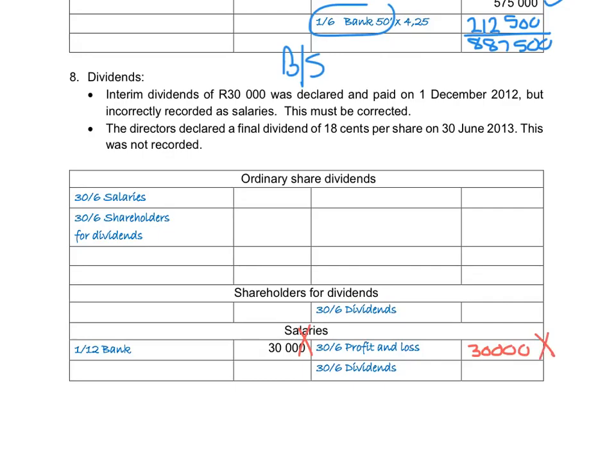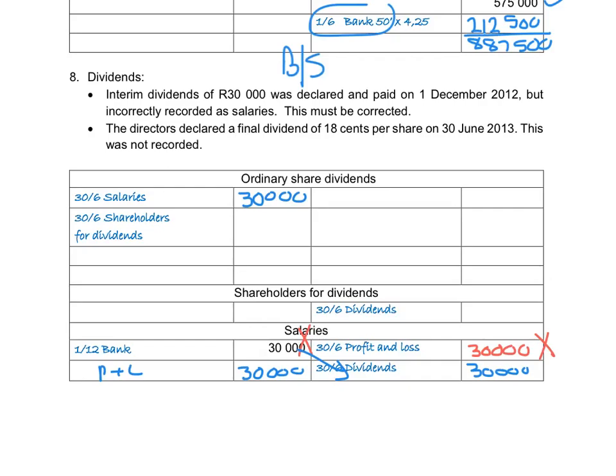So that means I reduced my profit and loss account with 30,000, and that is also not correct. So if I want to correct this mistake, I must credit the salaries account with the 30,000 to correct the mistake. And if I credit it there, I will debit my ordinary share dividends to show how much money was already paid out as dividends. Now that 30,000 was taken to the salaries account to reduce the profits. That was incorrect. So now I will take this 30,000 to close off the salaries account to the credit side of my profit and loss, increasing my profit.